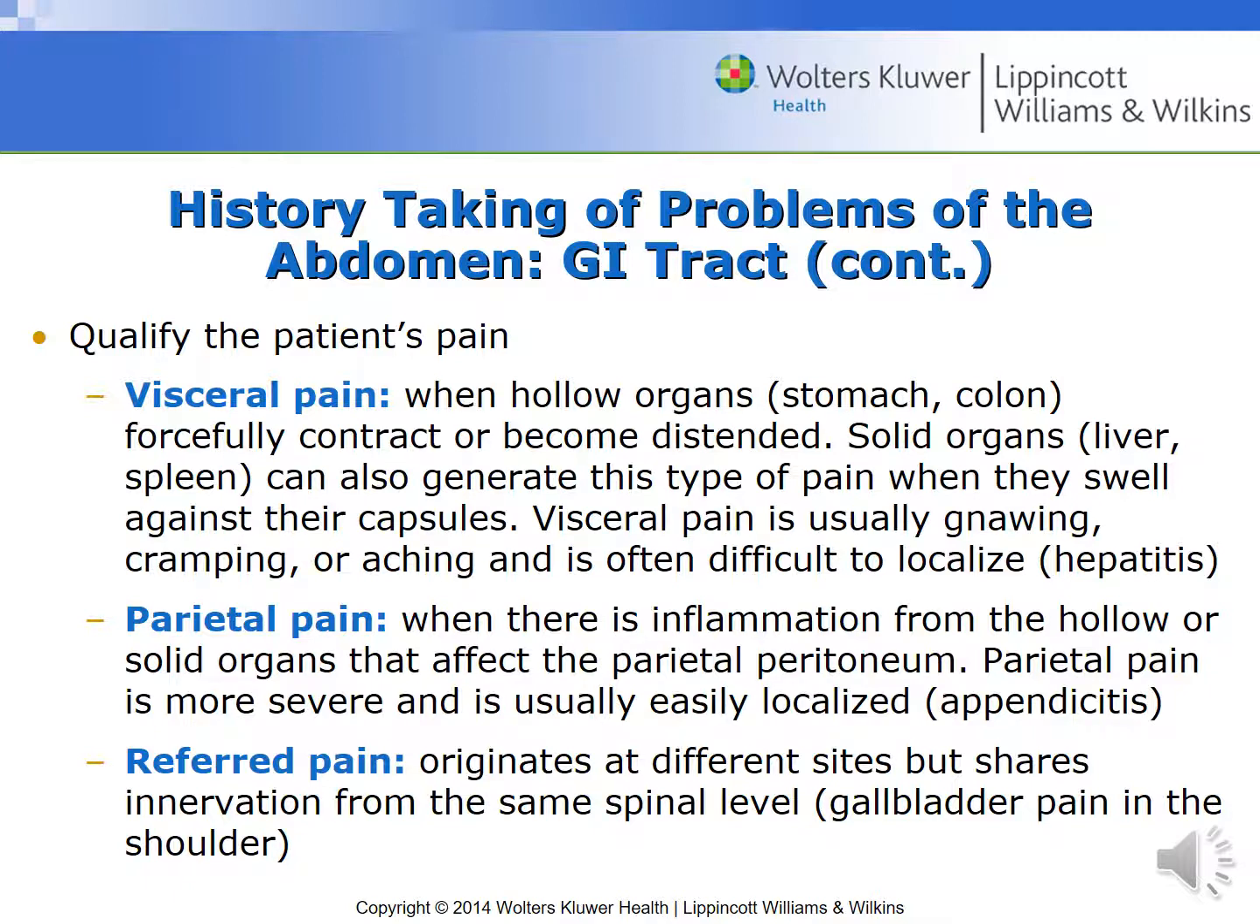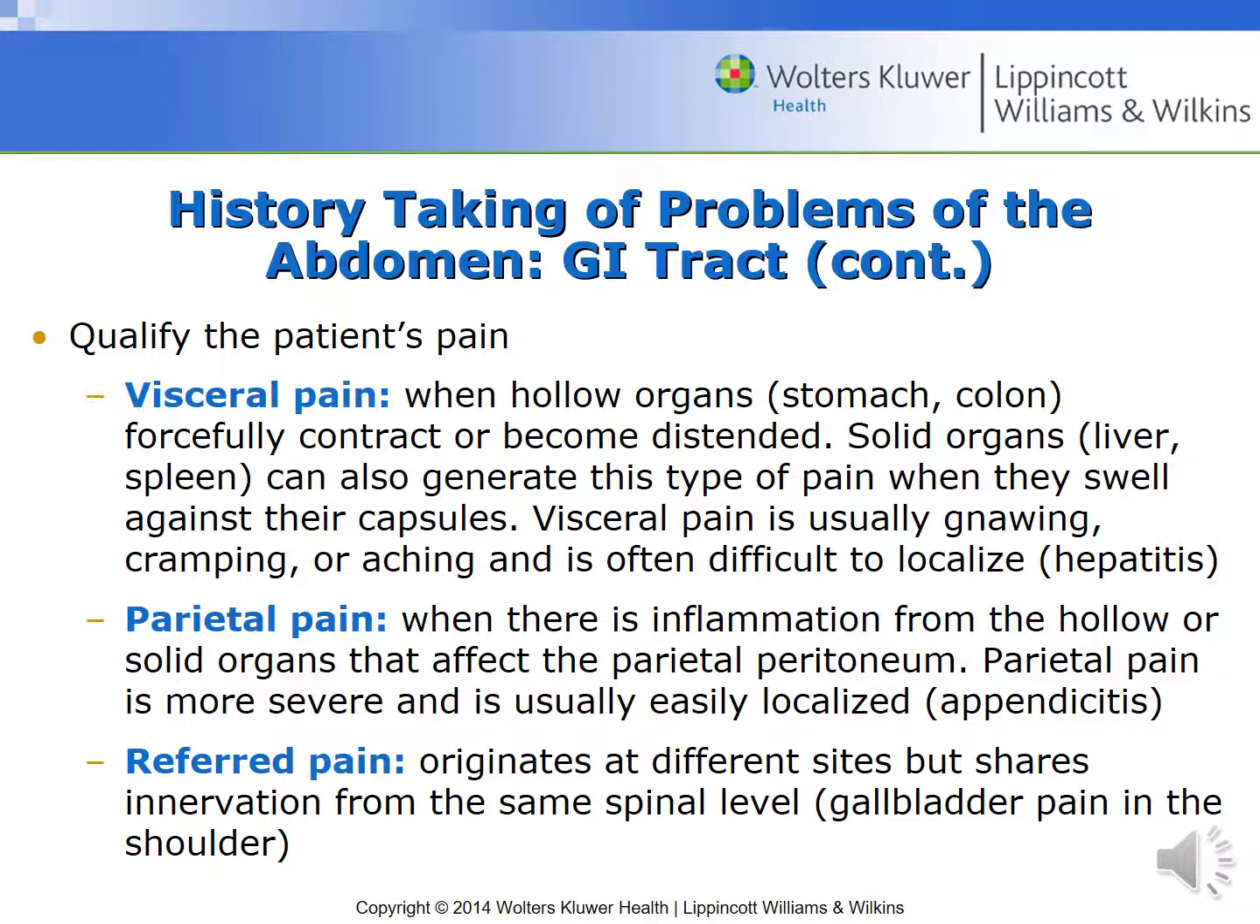In terms of pain, you definitely want to be able to qualify the patient's type of pain. Visceral pain is when hollow abdominal organs such as the intestine or biliary tree contract unusually forcefully, or there's a distension or stretch. Solid organs such as the liver can also become very painful when their capsules are stretched. Visceral pain may be very difficult to localize. It's typically palpable near the midline at levels that vary according to the structure involved.